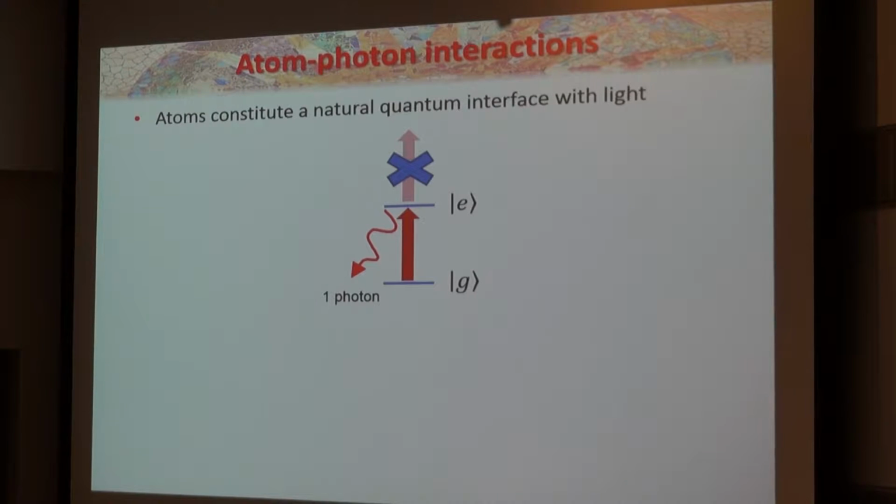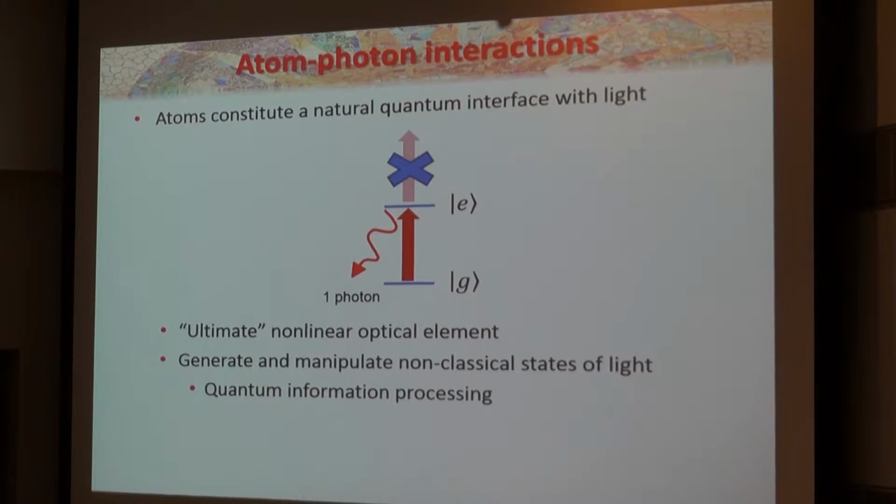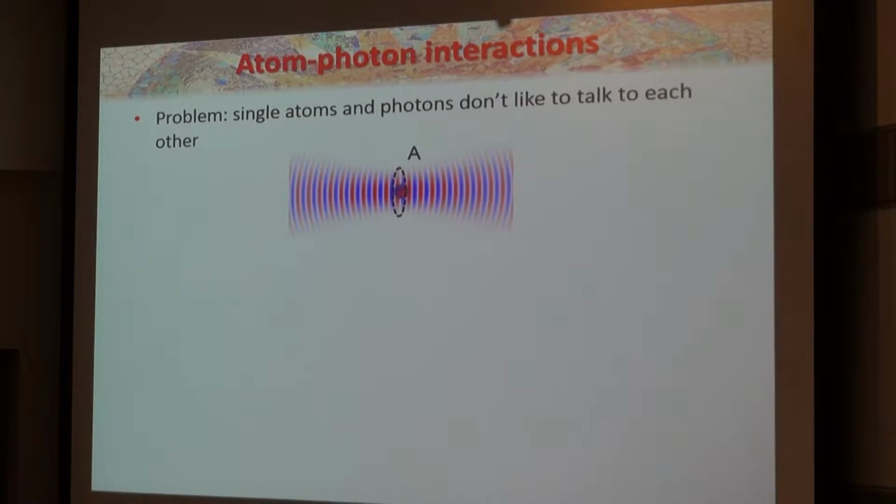So it's a pretty simple quantum system, but a remarkable one because this is somehow the ultimate nonlinear optical element. A single atom really sees one photon and two photons in completely different ways. That's been known for a long time, but what's special about one photon is it's non-classical. So in the past 10 or 20 years, atoms have become one of the preferred avenues for generating and manipulating non-classical states of light, in particular for quantum information processing. That's the dream.